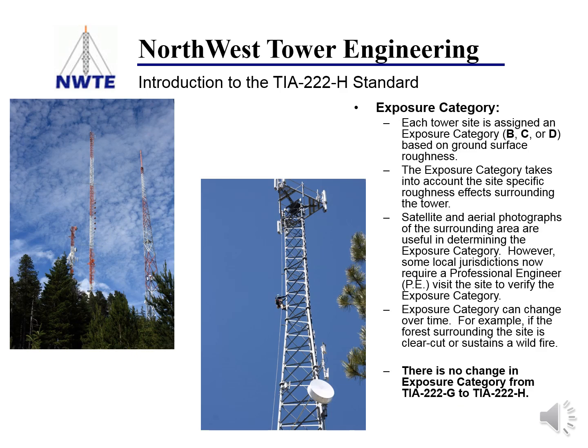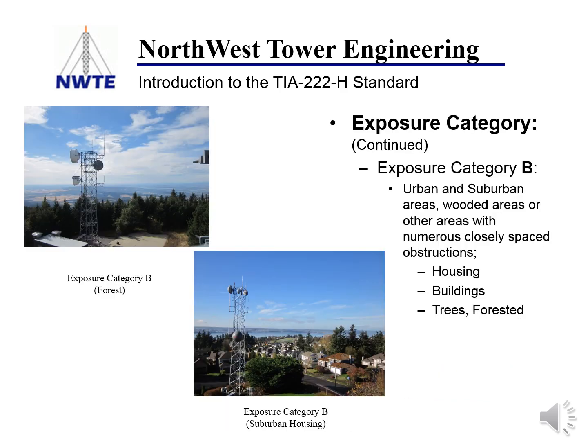Exposure categories, there's not really any change, so I'm not going to go into this in a great deal of detail. Hopefully you're familiar with this from what we were doing in the G standard. So here are some examples. Exposure category B: here's an example in a forest, and here's another example in a suburban area. This just affects the ground roughness and essentially slows down the wind speed.